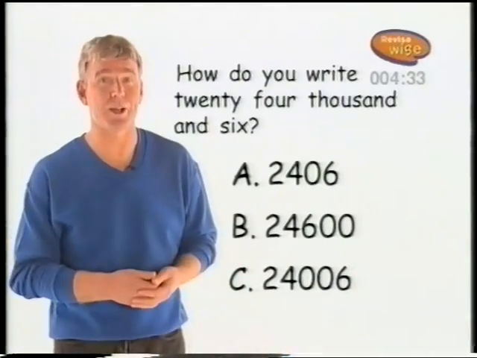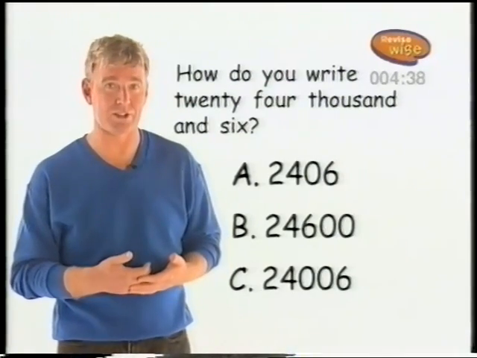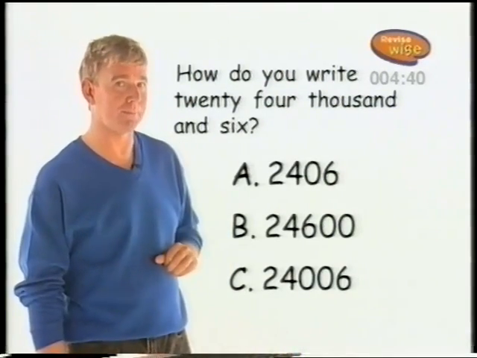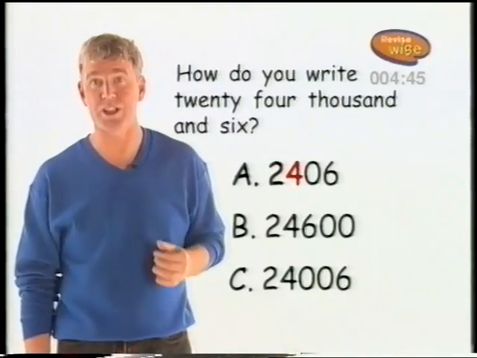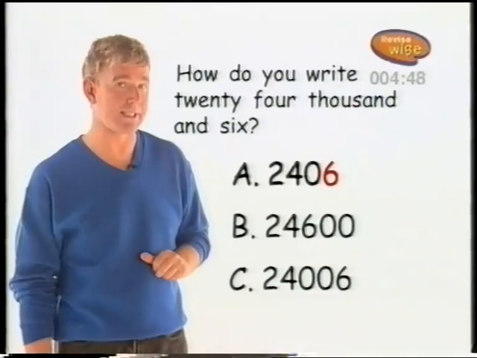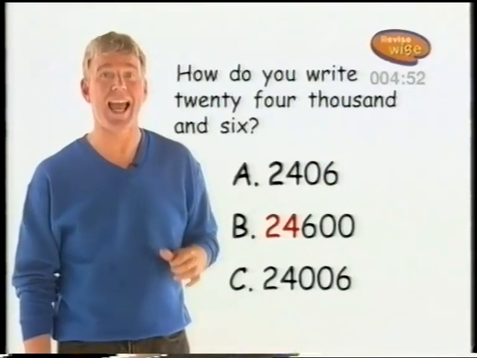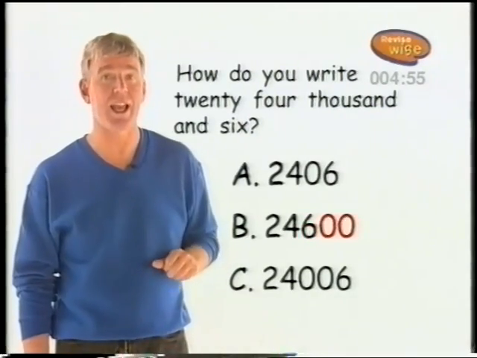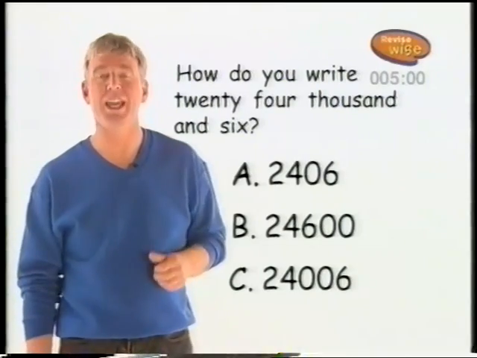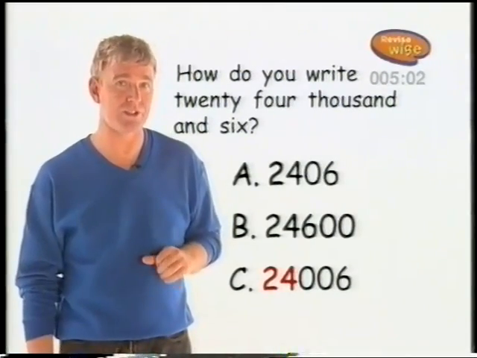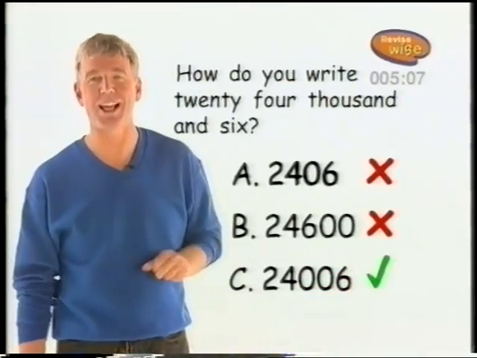So let's work out the answer. 24,006 is 24 thousands and 6 units. Answer A only has 2 thousands, 4 hundreds and 6 units, so that's not right. B has 24 thousands and 6 hundreds, no tens and no units, so that's not right either. C has 24 thousands, no hundreds, no tens, and 6 units. So that's the right answer.